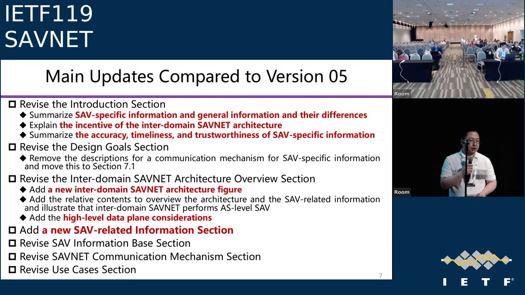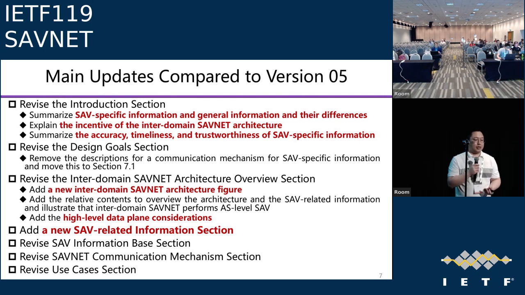Okay, let me summarize the main updates of version 07 compared to version 05. We have revised the introduction section. In this section, we have summarized the cell-specific information and general information and their differences, and have explained the incentive of the inter-domain Savnet architecture, and summarized the accuracy, timeliness, and trustworthiness of cell-specific information.